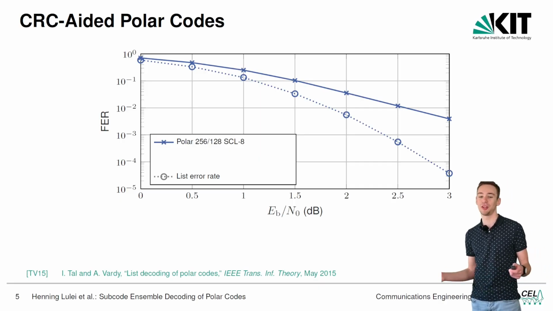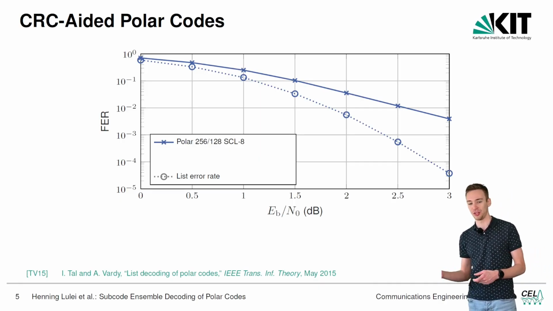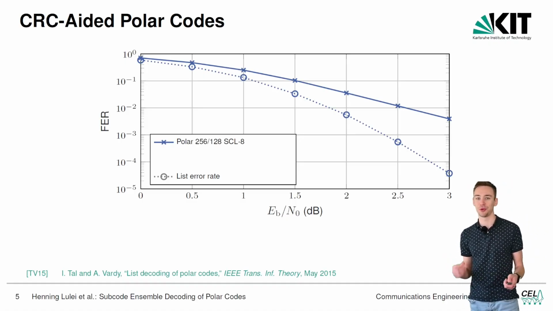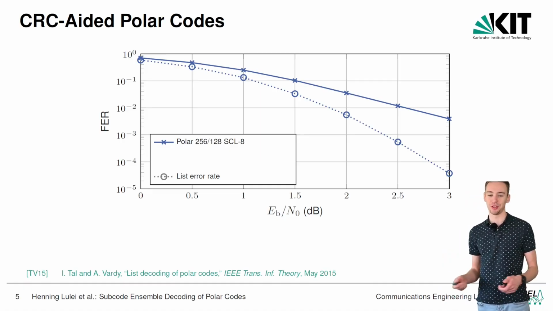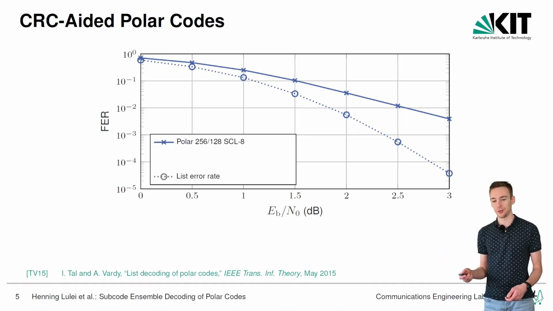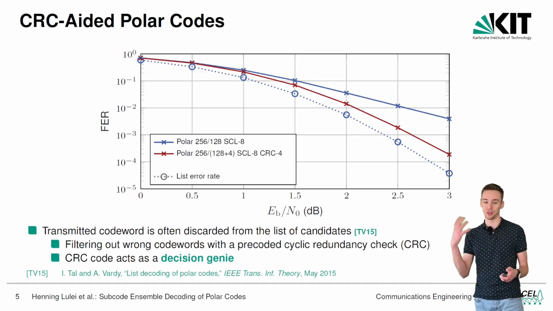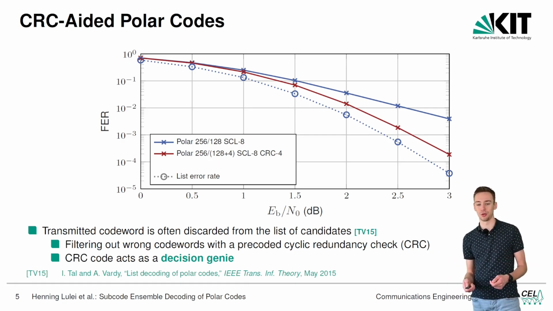And we can see that there's a huge gap between those two error rates, especially at high SNR values, which indicates that the correct code word is often in the list of candidates, but is discarded in favor of another code word which had a better metric, for example a path metric in SCL decoding. And ideally we want to close that gap because we were so close to decoding it correctly, but we actually didn't in the end. So CRC-aided polar codes were introduced, which work by appending a CRC, a cyclic redundancy check, before encoding, which is treated as information bits and then in the end can be used as a decision genie to filter out all the wrong code words.